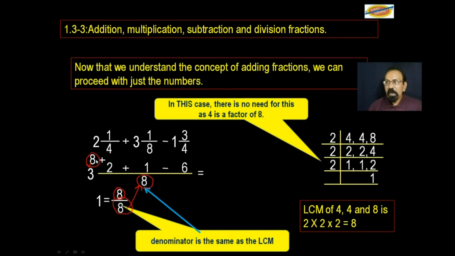So now we have 8 plus 2, 10, plus 1, 11, minus 5. And of course, we still have this 3 as a whole number here. So we put back the 3 as a whole number. And 8 and 2, 10, and 1, 11, minus 6 is 5 over 8.